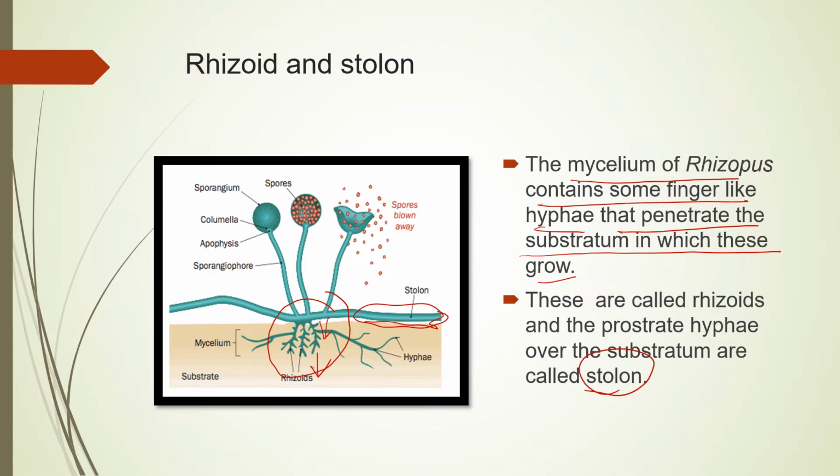These are the new things you are learning, so make it very clear. The part of the hyphae which enters the substratum is called the rhizoid, and the prostrate hyphae over the substratum are called the stolon. Is it clear to you all? One hypha has cytoplasm and nuclei in it, and they are the growing structures of the fungi, and when they are combined together in a bunch, they form mycelium.